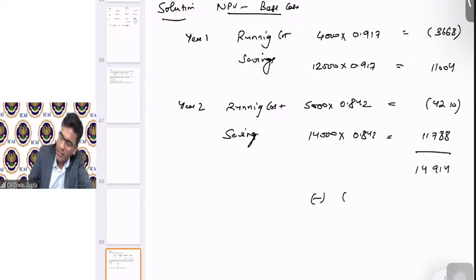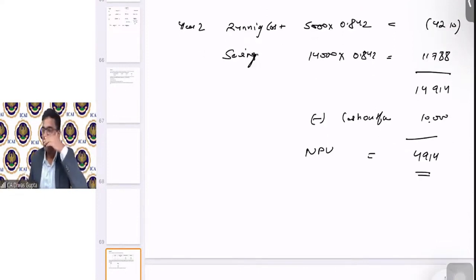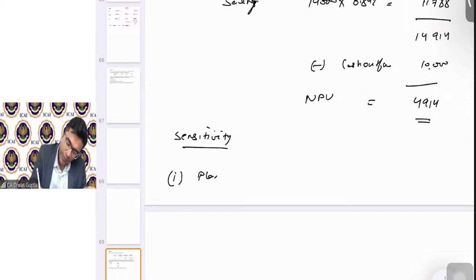14,914 minus cash outflow. How much is it? 10,000. So this comes as 4,914. So the NPV is 4,914. To make this NPV zero, we have to do the sensitivity analysis. Sensitivity. So for the plant cost, if the plant cost goes up by 4,914, the NPV will become zero.